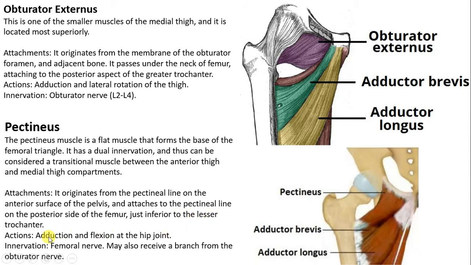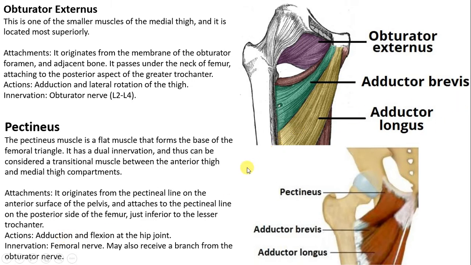So it is passing anterior to the hip joint, and it will cause adduction as well as flexion of the hip joint. Although it is supplied by the femoral nerve, it also receives a branch from the obturator nerve. So by nerve supply we can say this pectineus is also a hybrid muscle, but it is also an adductor.